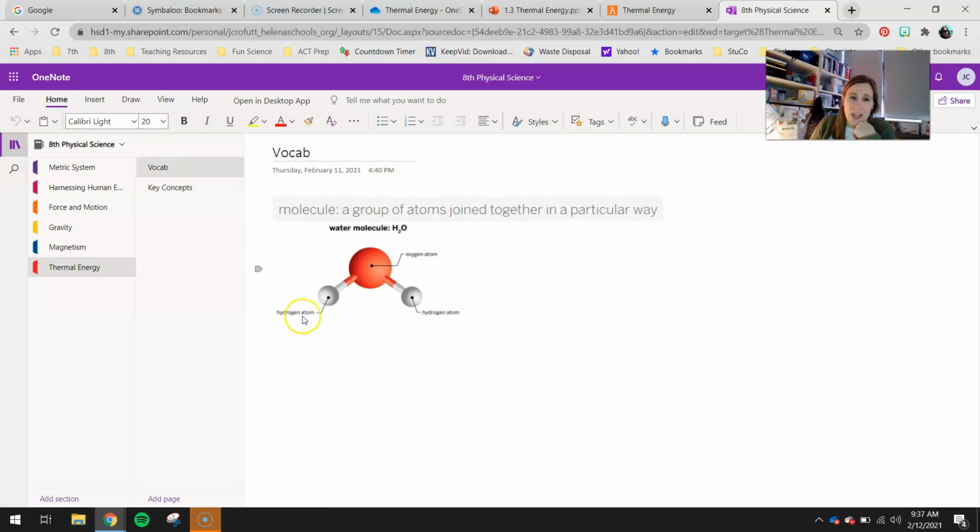Okay, and then you guys can go ahead and add molecule, a group of atoms joined together in a particular way. We're going to study in about 2 units, start really studying molecules and atoms and the periodic table, and then start looking at chemical reactions.